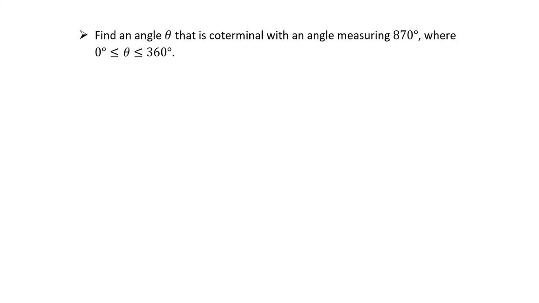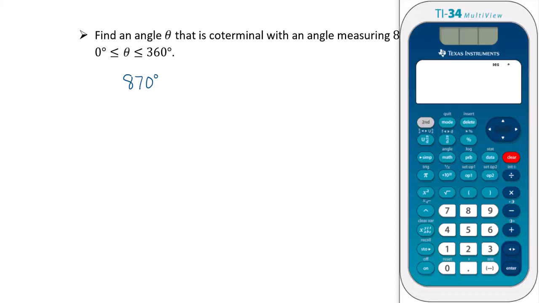Find an angle theta that is coterminal with an angle measuring 870 degrees, where theta lies between 0 degrees and 360 degrees. So we'll take 870 degrees and we'll subtract 360 degrees as many times as we need to get an angle between 0 and 360 degrees. Using our calculator, we have 870. We'll subtract off 360. And we'll subtract off another 360 degrees.